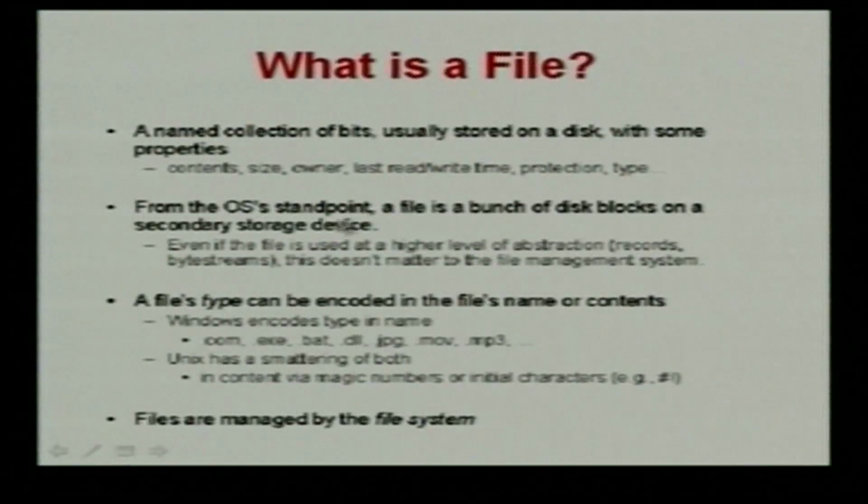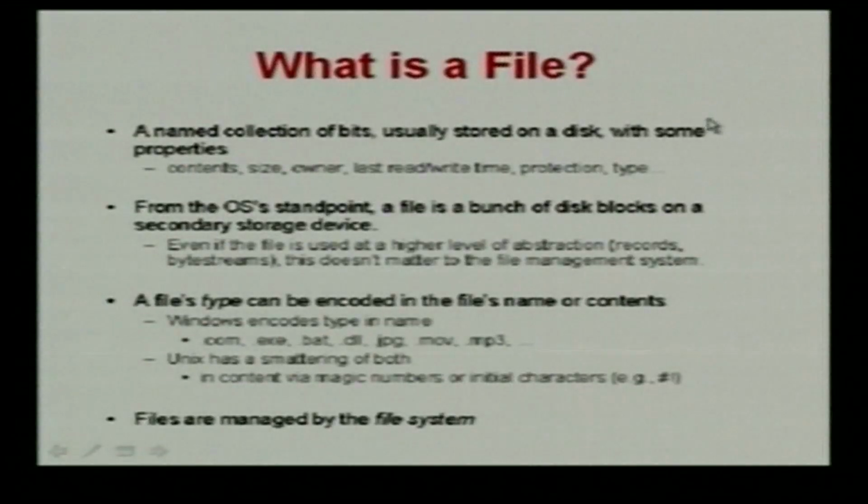The idea is that all the records of this block will be in the same area, track and sector wise, so that you read a block, you write a block. So that block is very important. And as far as the OS is concerned, we are bothered only about these blocks. So from the OS viewpoint, a file is a bunch of disk blocks on a secondary device. Even if a file is used at a higher level of abstraction like records and byte streams, it does not matter to the OS file management system, because as far as the OS is concerned, it sees only blocks.